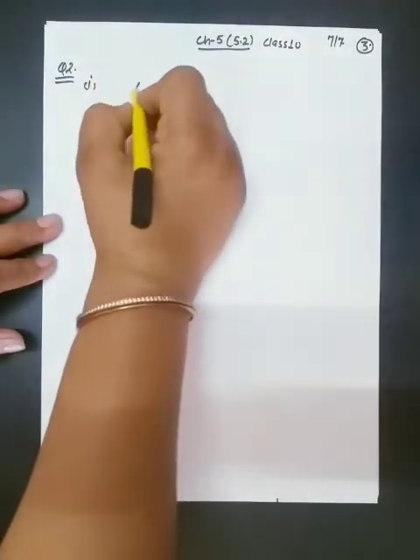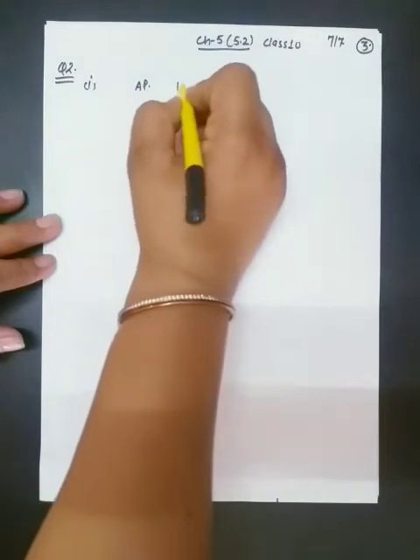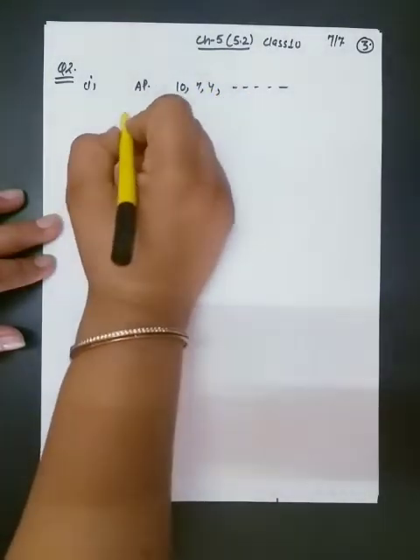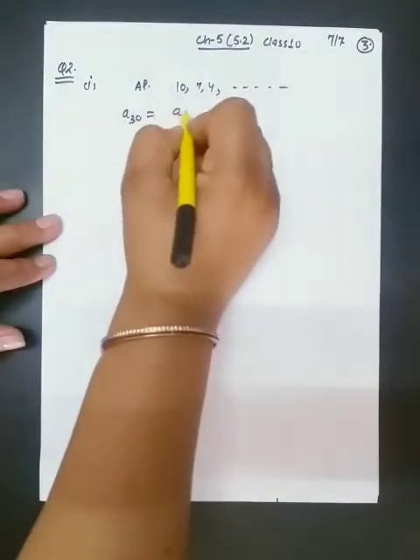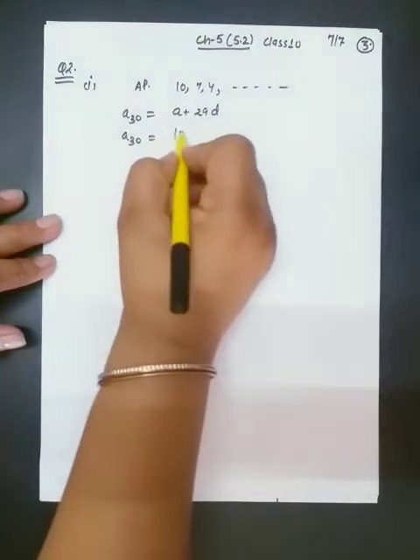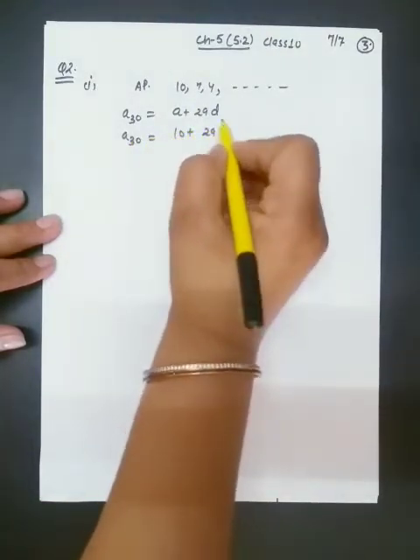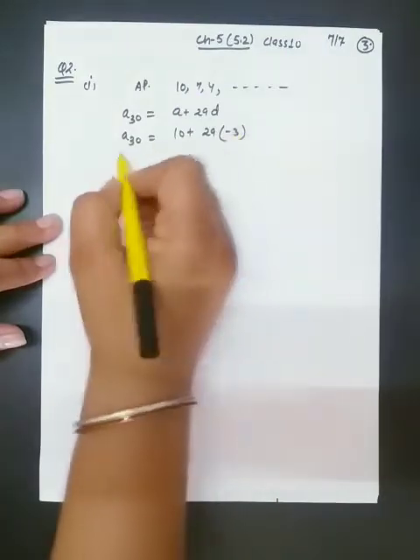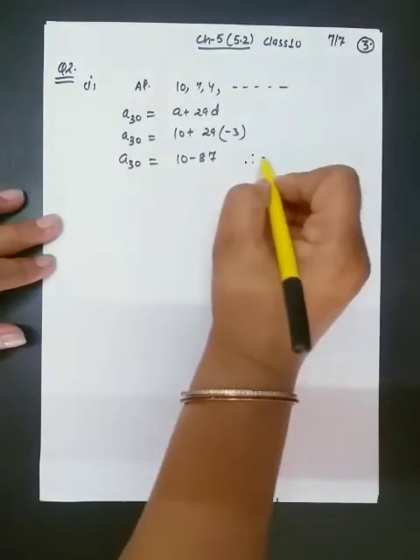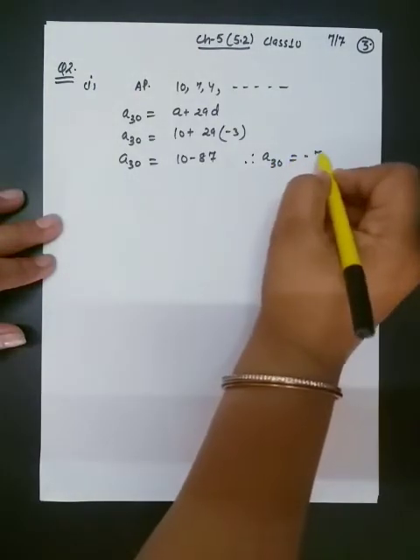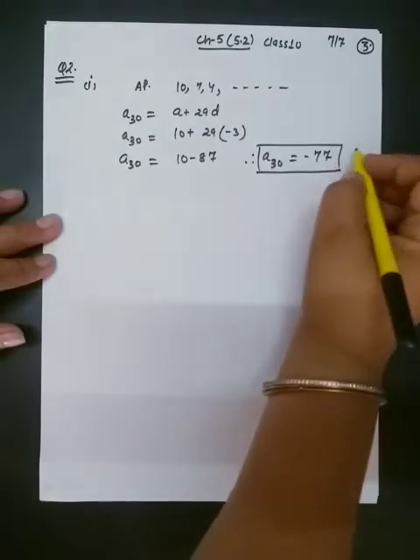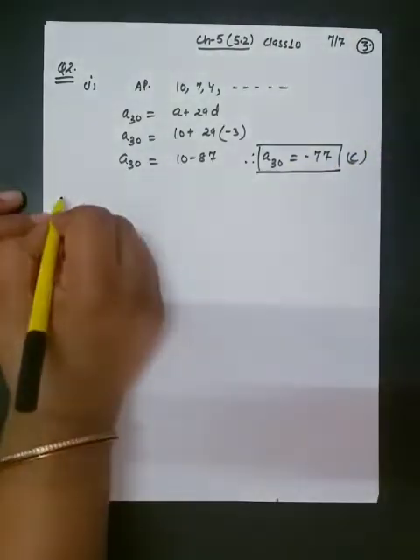30th term of the AP. AP is 10, 7, 4 and so on. And we have to find A30. A30 means A plus 29D. Now A30 will be A is 10, 29. See, D is minus 3 here. So A30 will be 10 minus 87. So therefore A30 is minus 77. And which option is this? This is option number C.